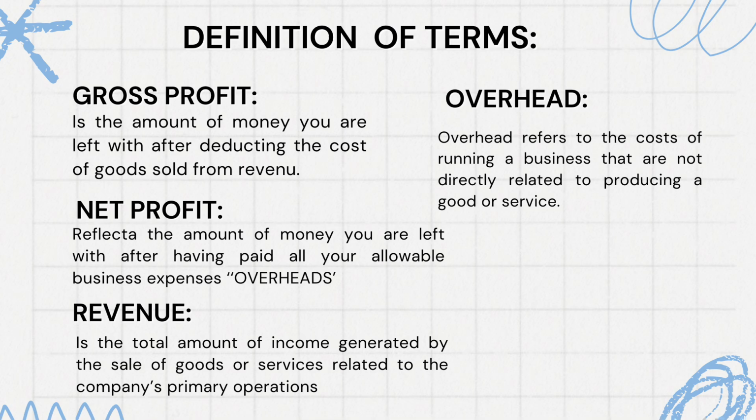Revenue is the total amount of income generated by the sales of goods or services related to the company's primary operations. Overhead refers to the cost of running a business that is not related to producing a good or service.